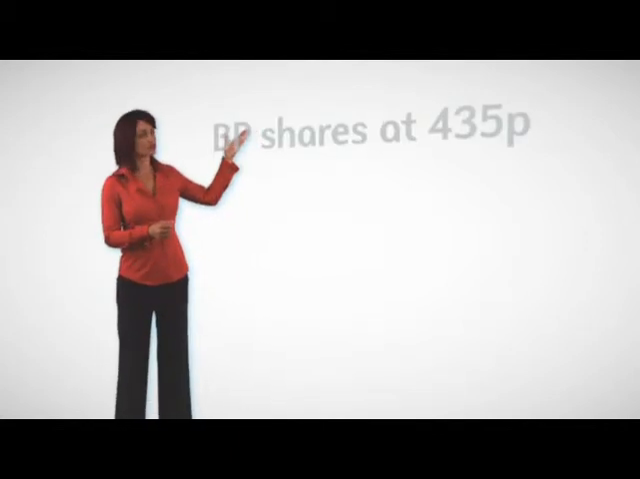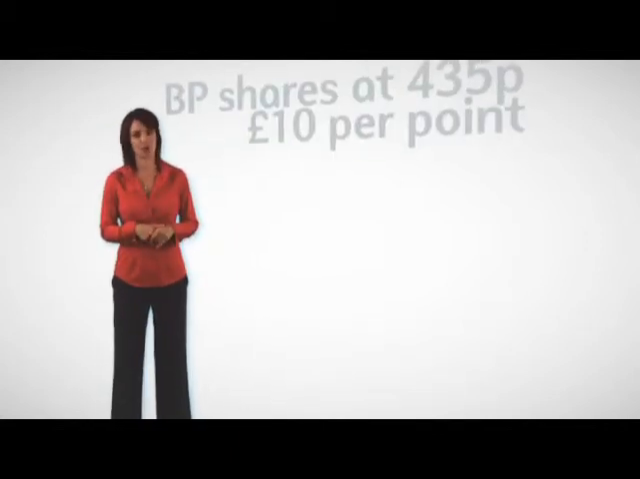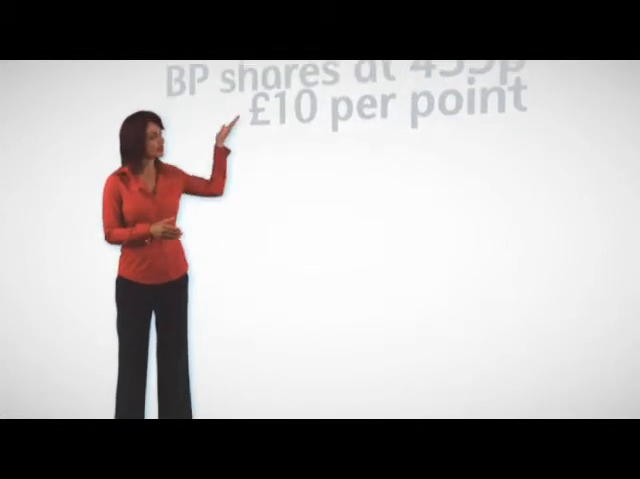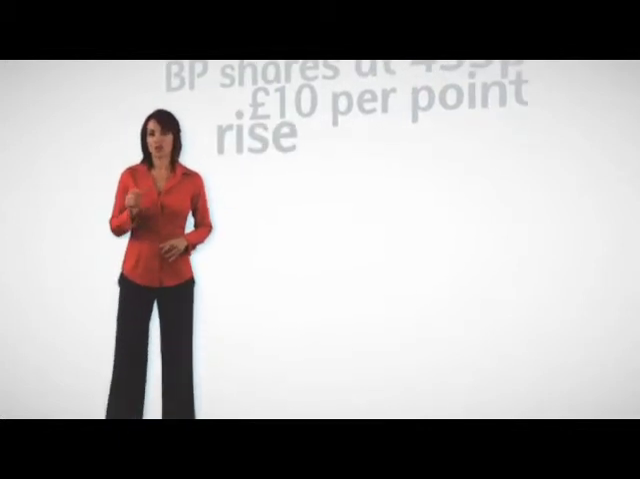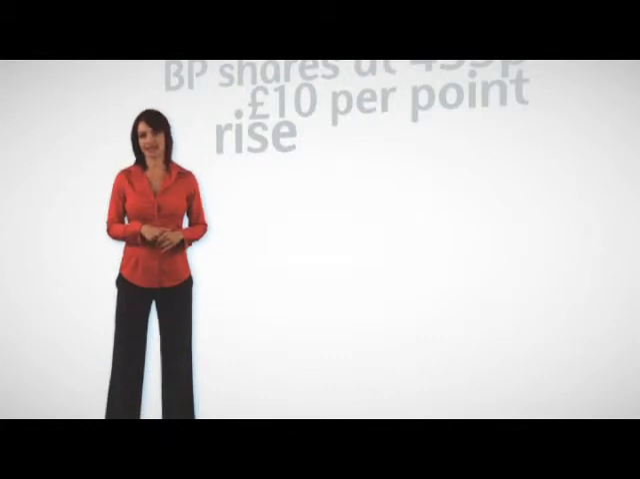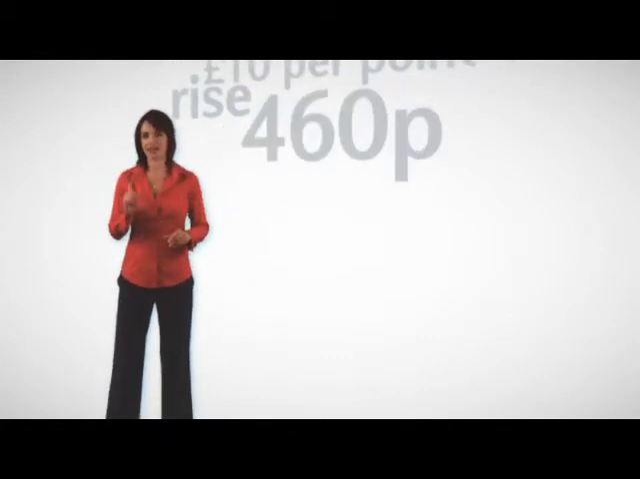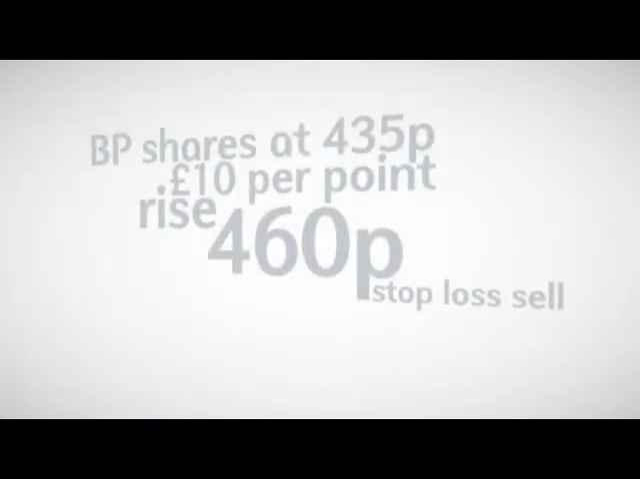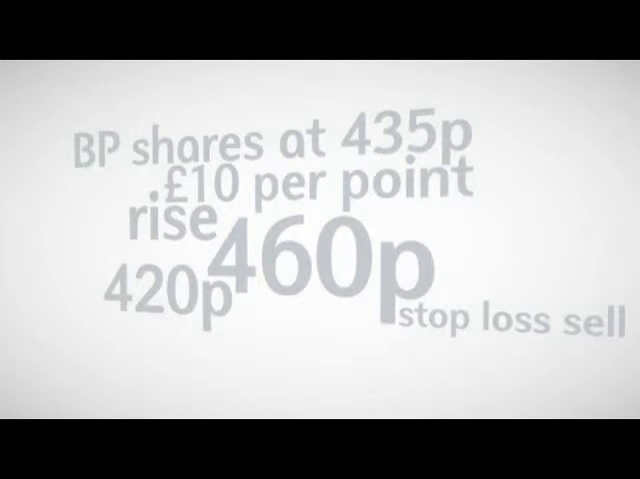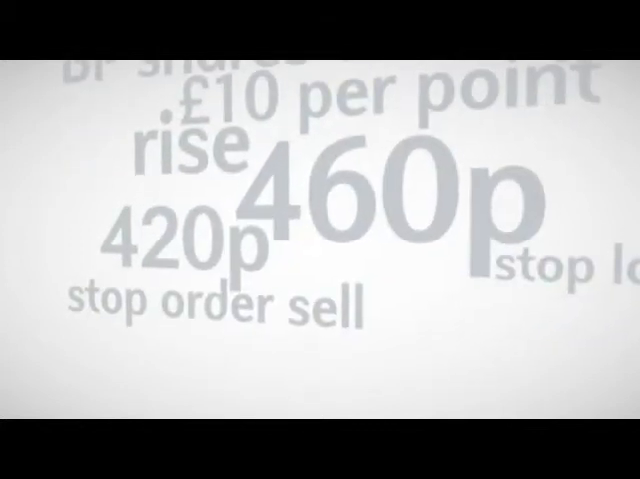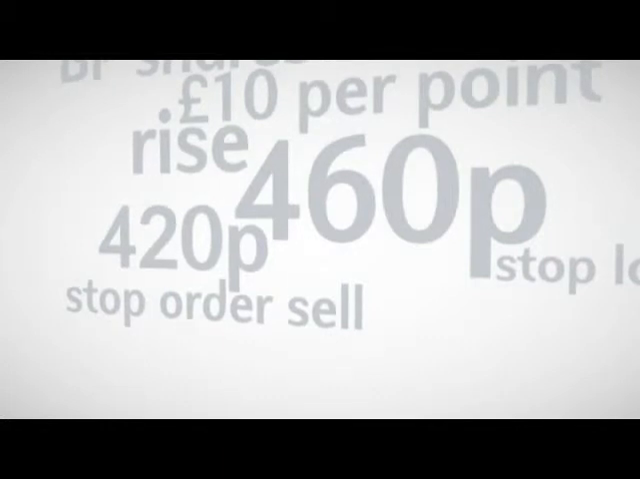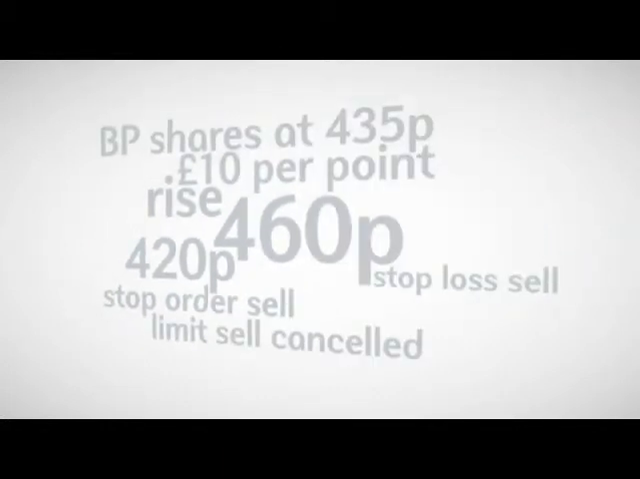For example, we traded on the BP shares at 435 pence at £10 per point, believing that the price will rise. We want to take the profit if the price peaks at 460 pence, but at the same time we want to limit our risk, so we set a stop loss sell at 420 pence. If the price falls to 420 pence, the stop order sell is triggered. The sell is executed at 420 pence and the limit sell is automatically cancelled and our bet is closed.